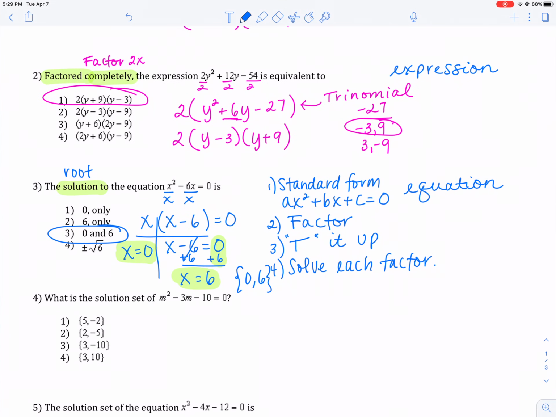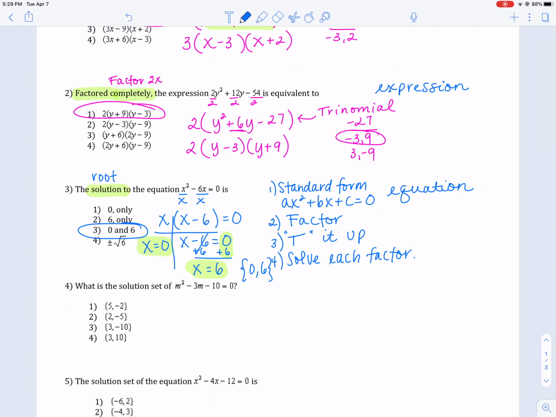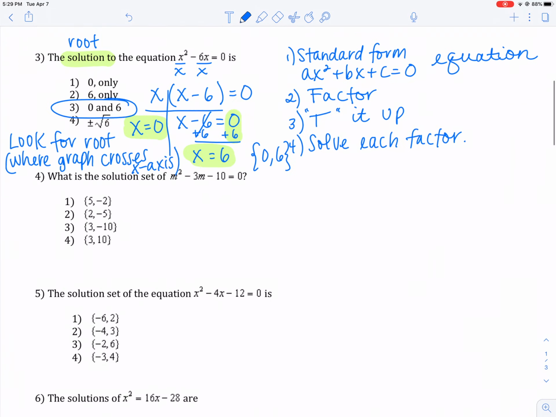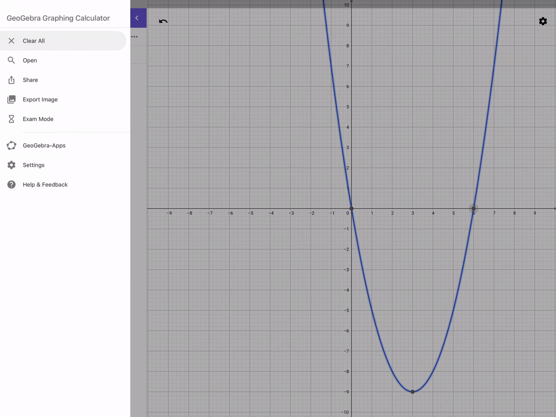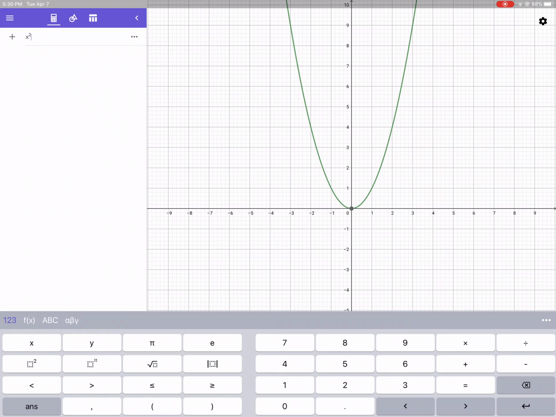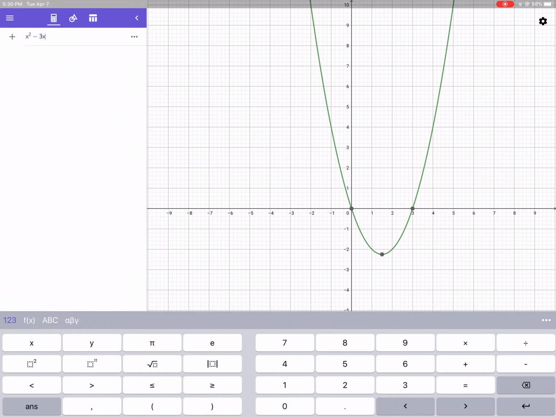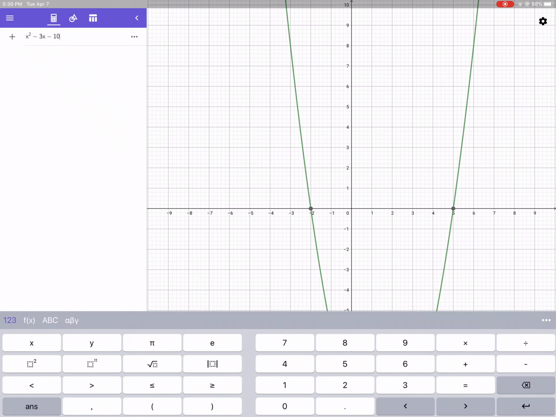So you know your roots are right on the x-axis at 0 and 6. So I want you to take note, okay? In the calculator, look for root. And that's where the graph crosses your x-axis, okay? So literally, I'm going to just show you the next question without even doing anything. If I use number 4, and instead of m, I'm going to type in x, okay? So instead of m squared, I'm going x squared. Instead of minus 3m, I'm doing minus 3x minus 10, okay?